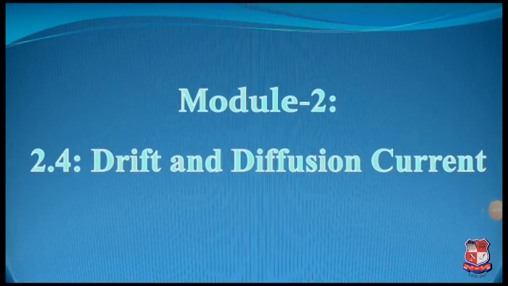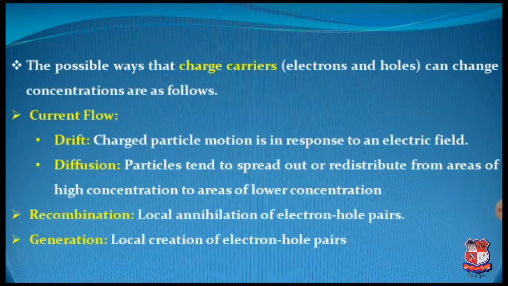Hello dear students, today we are going to study a very important article: drift and diffusion current. As we have studied earlier, the transition of electrons from the valence band to the conduction band leaves a hole inside the valence band. So the possible ways that these charge carriers, which are electrons and holes, can change the concentration are as follows.